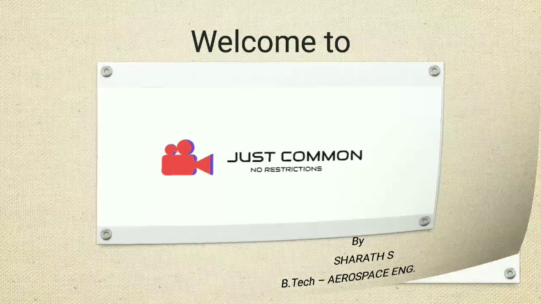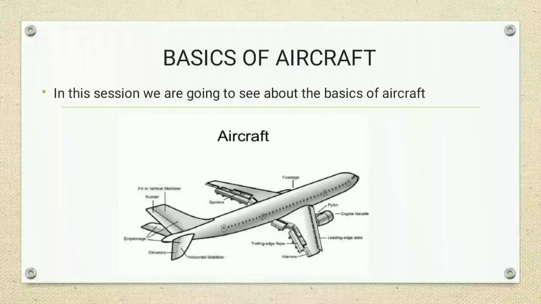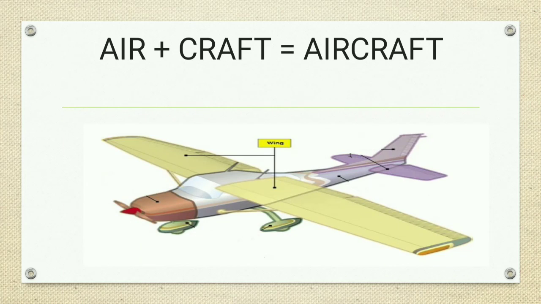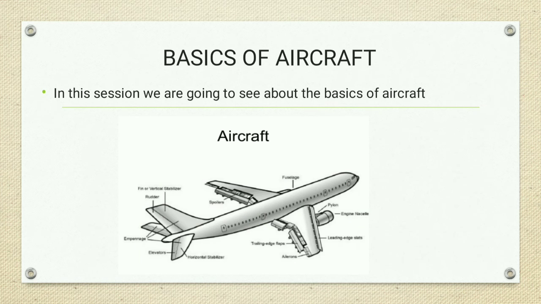First, let's break the word aircraft into air plus craft. Air is defined as the invisible gaseous substance surrounding the earth, a mixture mainly of oxygen and nitrogen. Craft is a word used in transportation, generally a boat or ship. Now, coming back to aircraft, any machine that can fly is known as an aircraft.